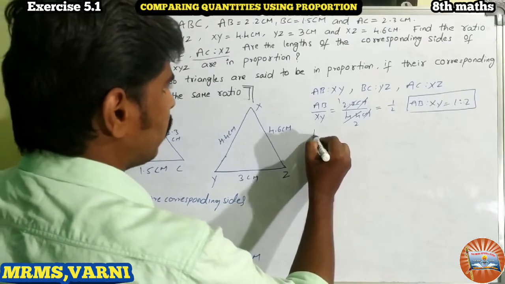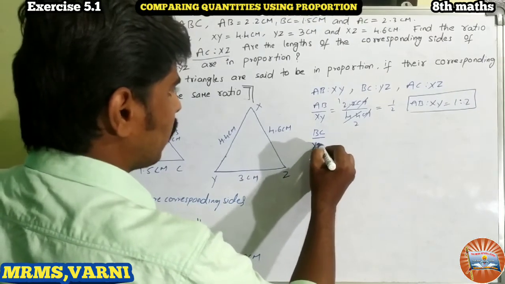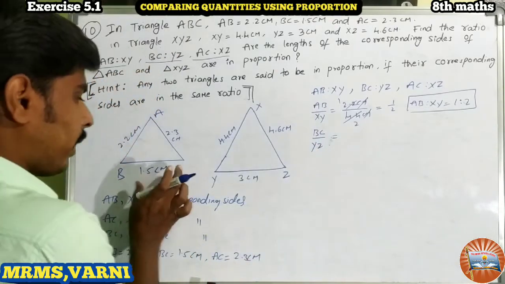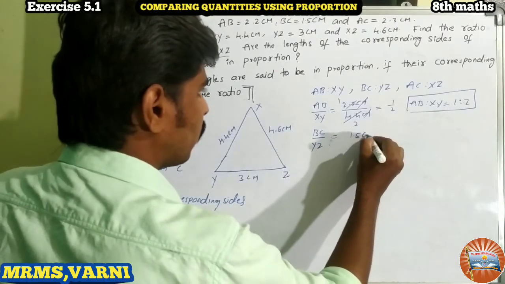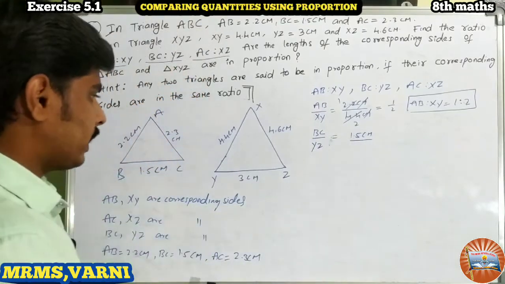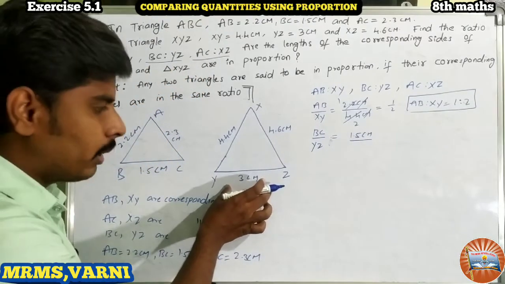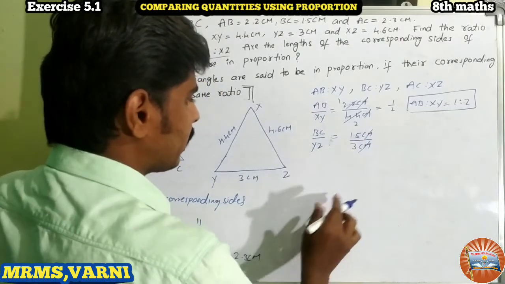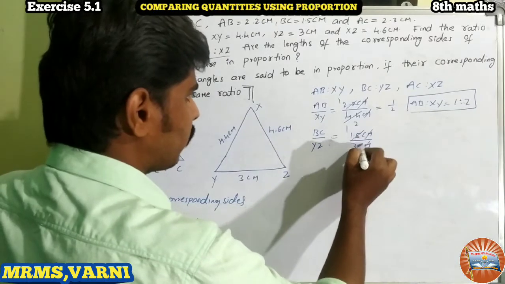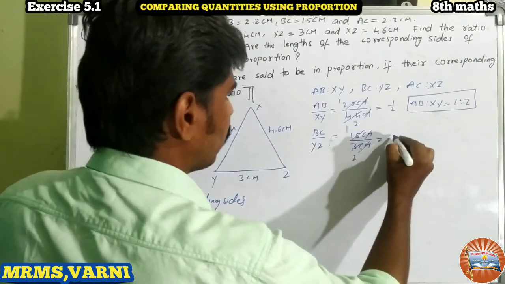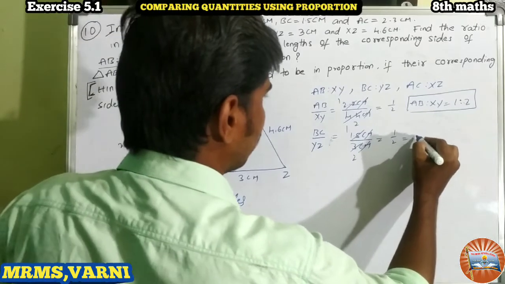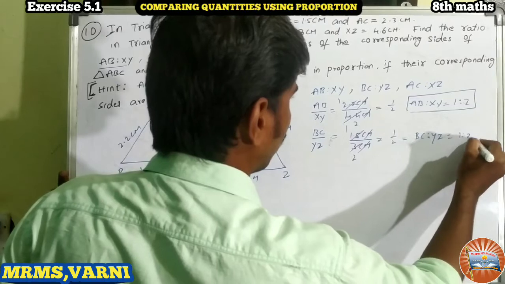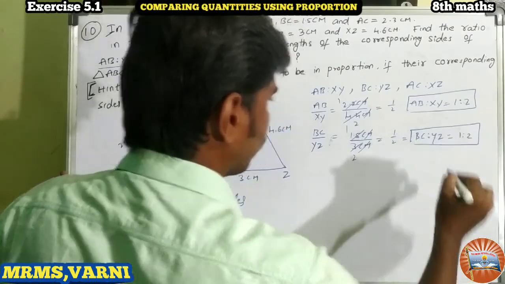And next, look at this, we can write BC by YZ. What is the BC? Yeah, BC is 1.5 centimeters by YZ, it is 3 centimeters. Okay. Yeah, centimeter gets cancelled. 1.5 ones, 1.5 twos. 1 by 2, that is nothing but BC is to YZ. We got 1:2 ratio. Okay.